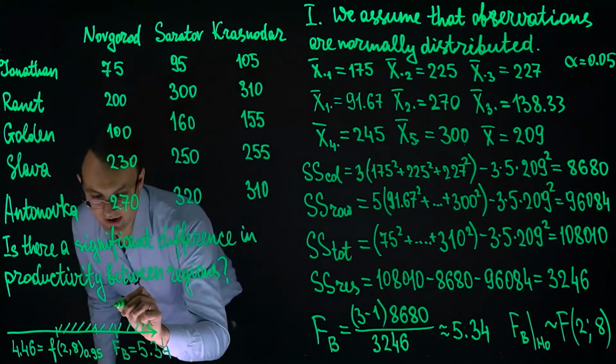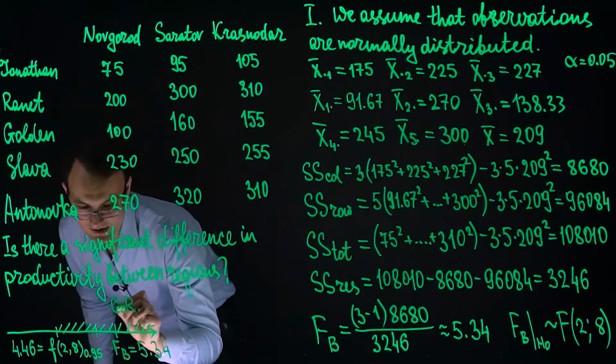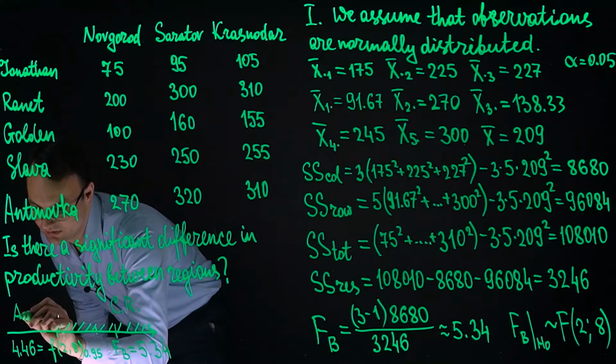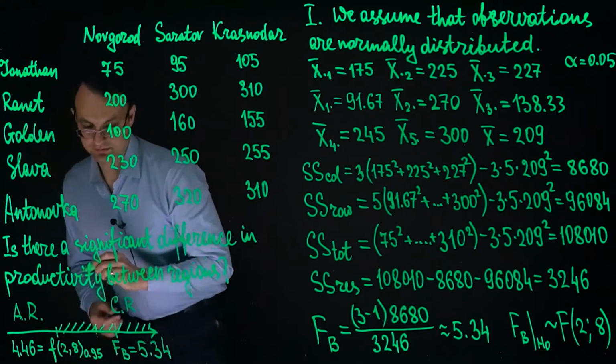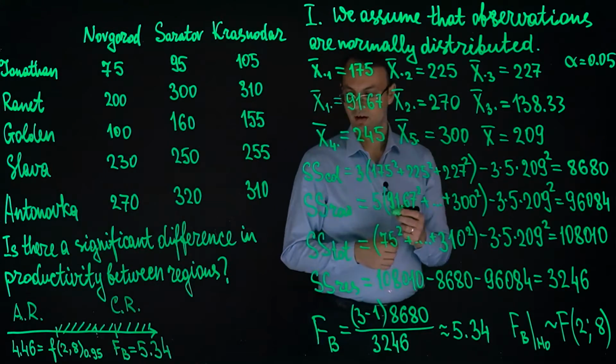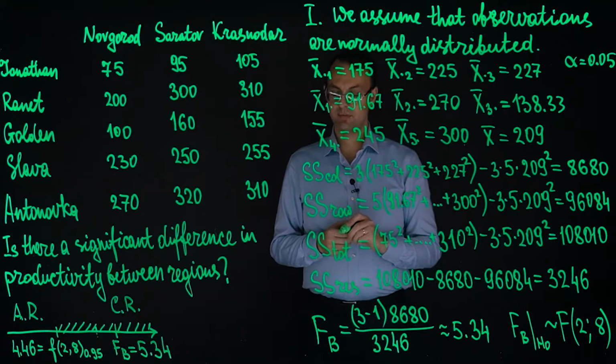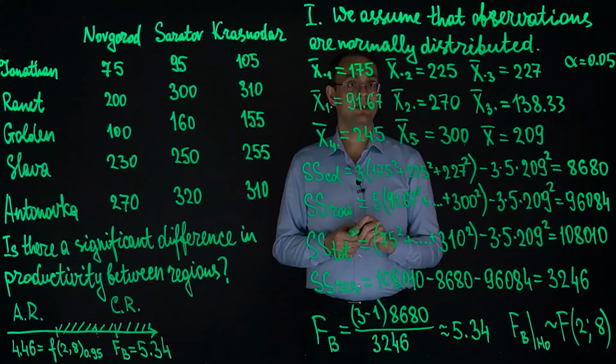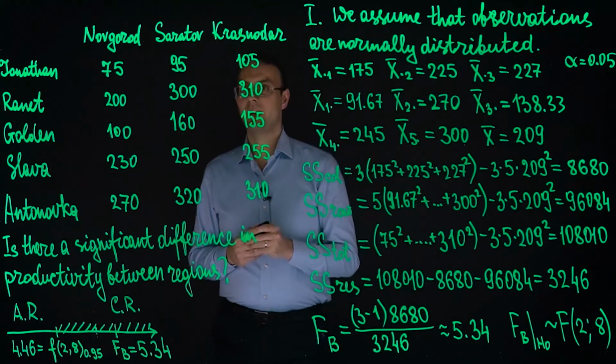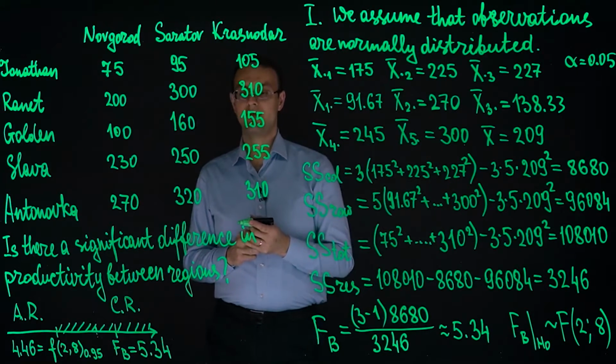So we see that the test statistic is in the critical region. So this means that the null hypothesis is rejected, and the null hypothesis was that the B factor, the region, has no effect.